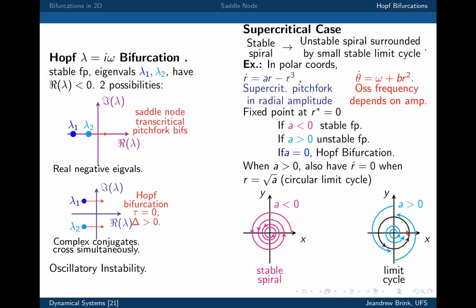Okay, and now if A equals 0, so put A equals 0 there, in the radial case you've got to solve R dot equals minus R cubed, which you can do. Then you have what I call a weak spiral, because it's no longer an exponential decay. It just decays very, very slowly, but it is still going to go to 0. So it's a weak spiral, and you have slow decay.